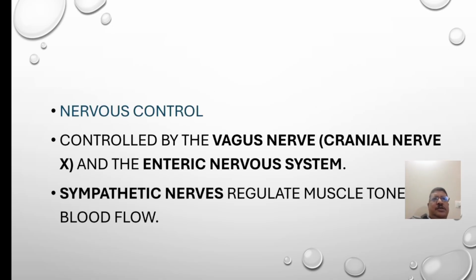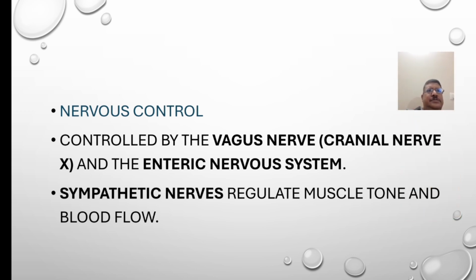Nervous control: controlled by the vagus nerves, cranial nerves, and the enteric nervous system. Sympathetic nerves regulate muscle tone and blood flow.